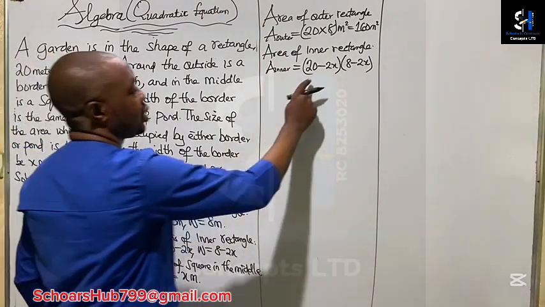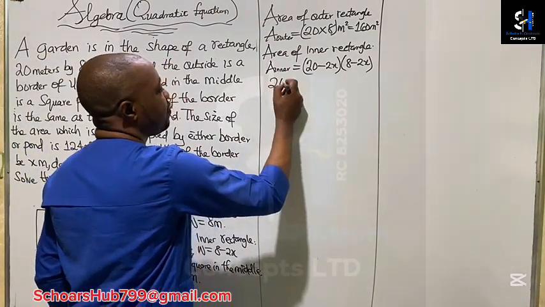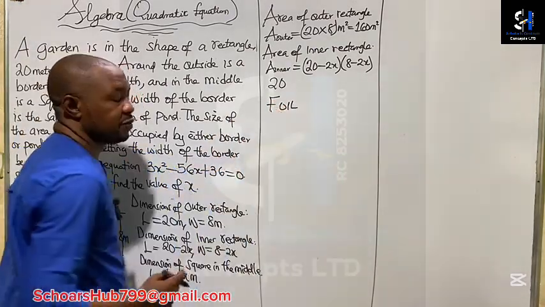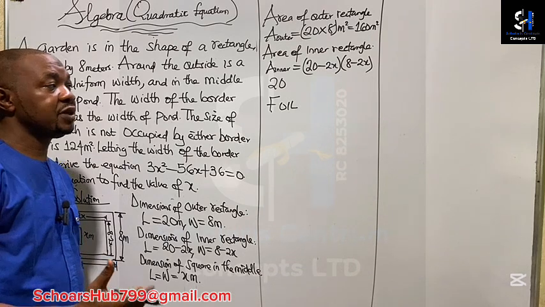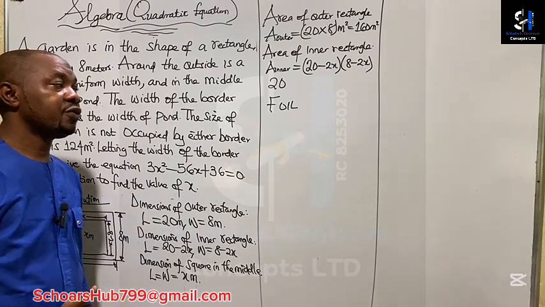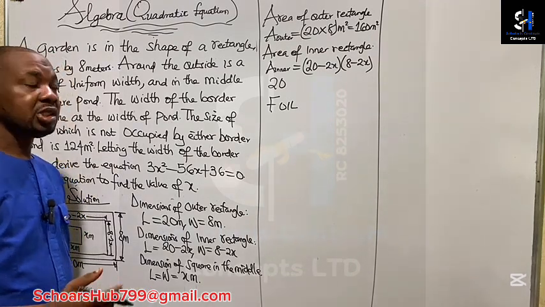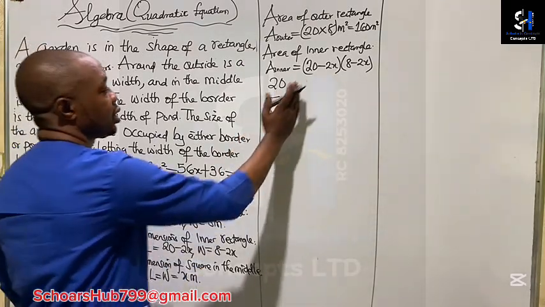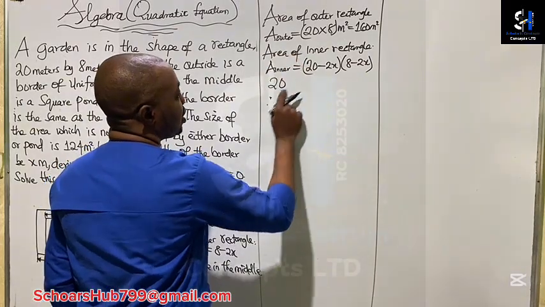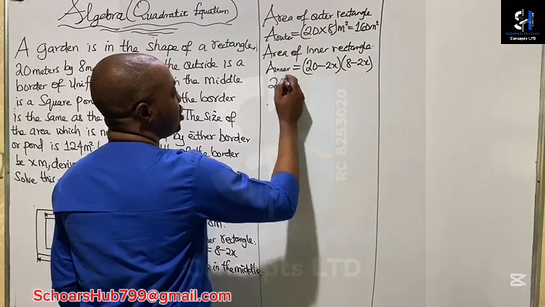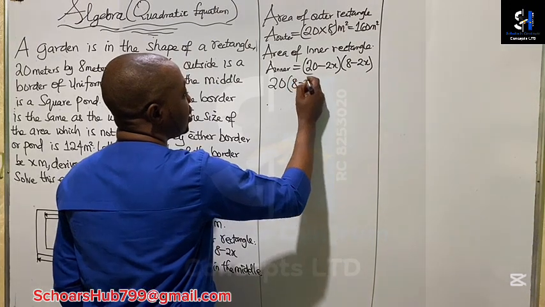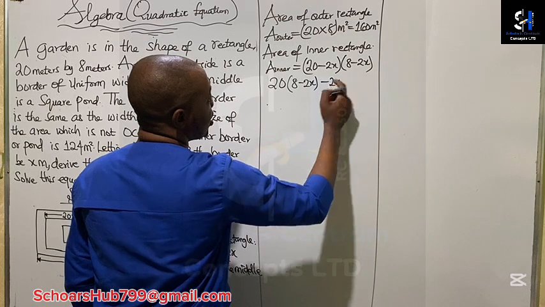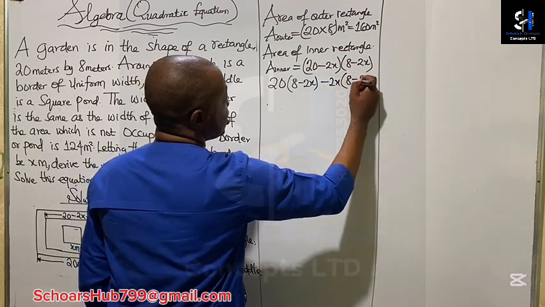So let's write the expression for the area of the inner rectangle using the product of these two algebraic expressions. We can use FOIL, where F stands for first term multiplied, O stands for outer term multiplied, I stands for inner term multiplied, and L stands for last term multiplied. So we bring out the first term here, which is 20, and multiply it by 8 minus 2x. Then we also bring out the second term, negative 2x, multiplied by 8 minus 2x.